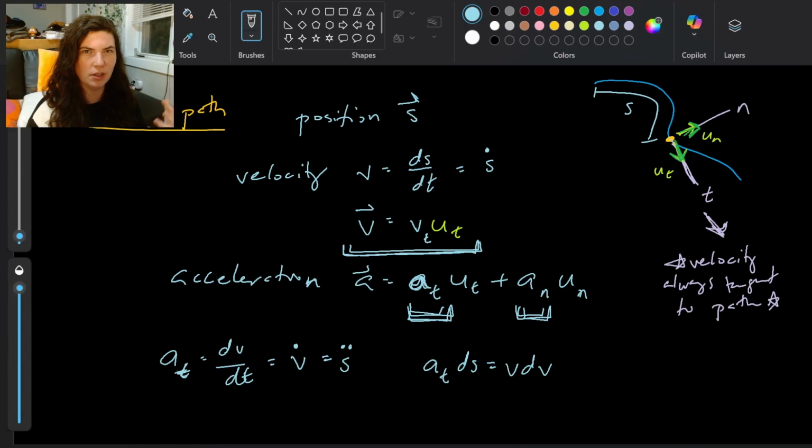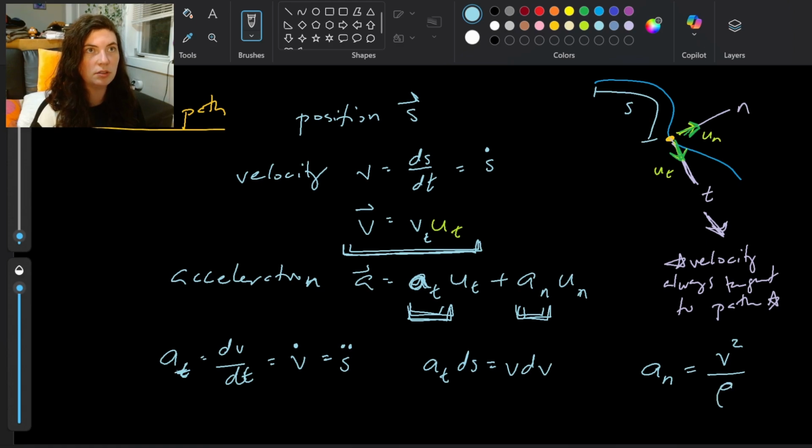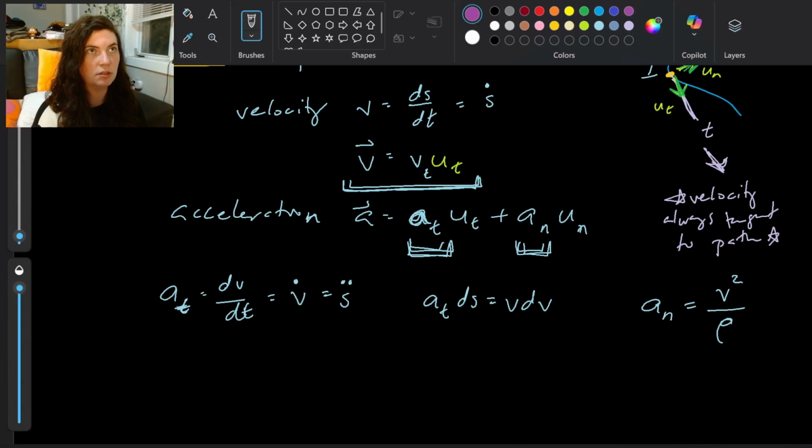What is our normal acceleration? Well, really, a normal acceleration is also called a centripetal acceleration. An equation that we can use for that, our acceleration in the normal direction, is the magnitude of velocity squared over rho. Really, well, what is that? What does that mean? This right here, this is the Greek letter rho, and that rho is the radius of curvature.